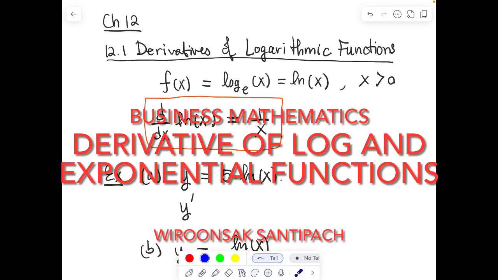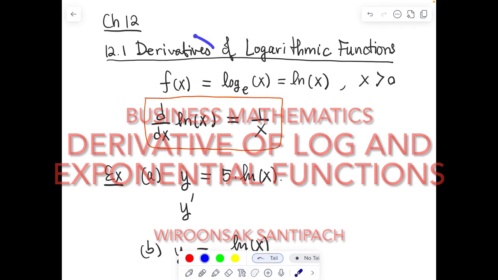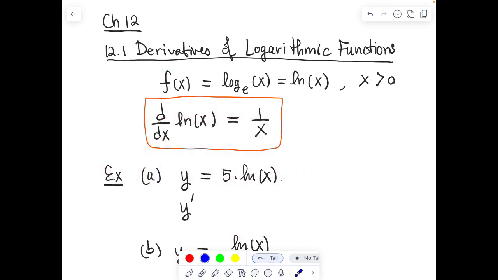For this lecture, we're going to look at the derivative of some log functions first, and then later on it's going to be the derivative of exponential functions. So we start with log. Log functions can be written like this. Log stands for logarithms. It's log functions of x.